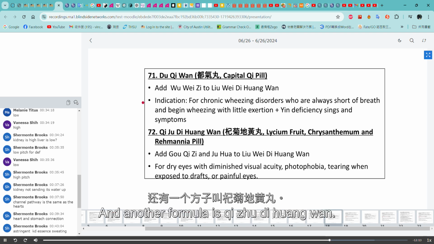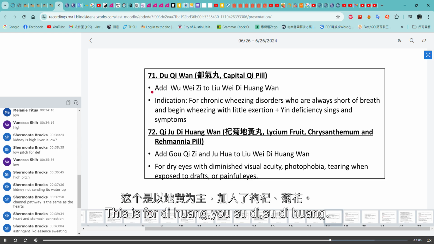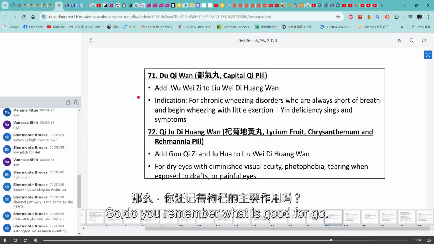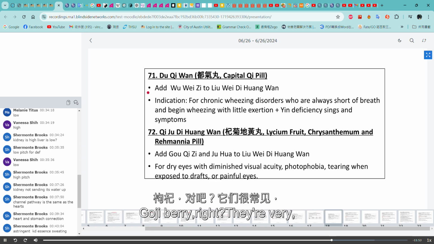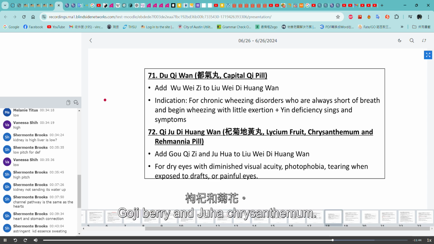And another formula is Qi Ju Di Huang Wan. Same as Liu Wei Di Huang Wan, where Di Huang means Shu Di Huang, and add Gou Qi Zi and Ju Hua, two more herbs. Do you remember what Gou Qi Zi and Ju Hua are good for? Goji berry, right? They're very, very common herbs for Western celebrities too, right? Goji berry and Ju Hua, chrysanthemum.